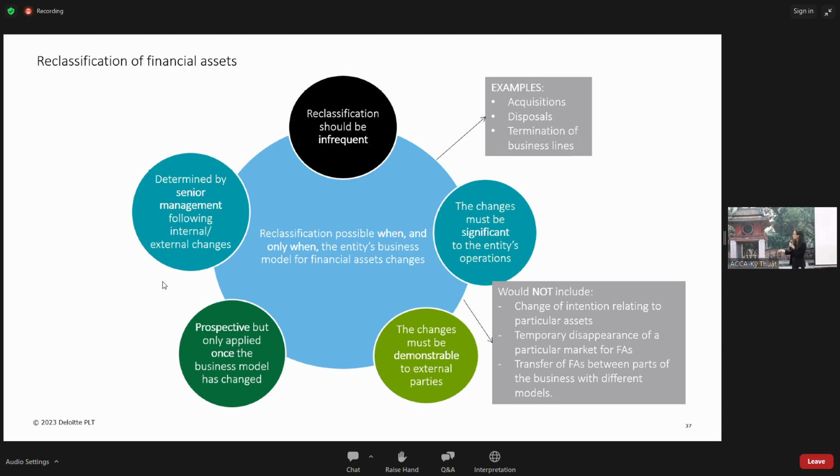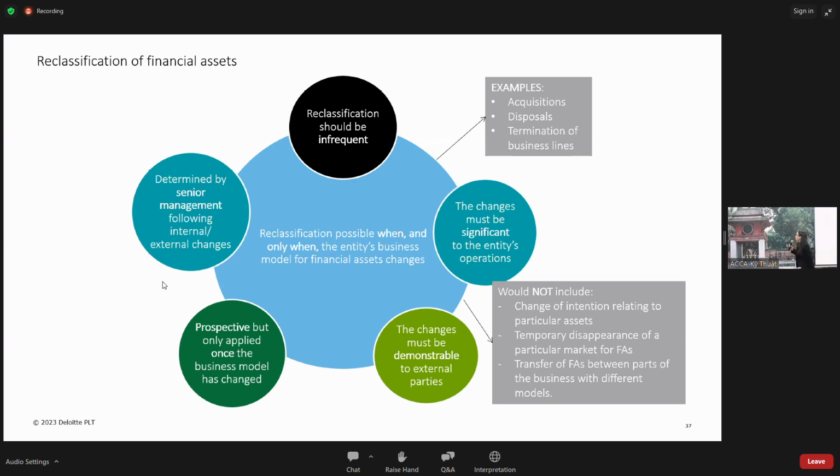So when the business model changes, that is why they say it must be significant to your operation and not just some temporary change, okay? Examples of changes could be that you acquire a new instrument or new business and you are changing the way you manage your finances. Or any major disposals, okay? Like maybe you dispose of a cash cow in the group and now you have to re-look into your business model. Then termination of a business line, right? These are all very much restructuring-based, significant events.